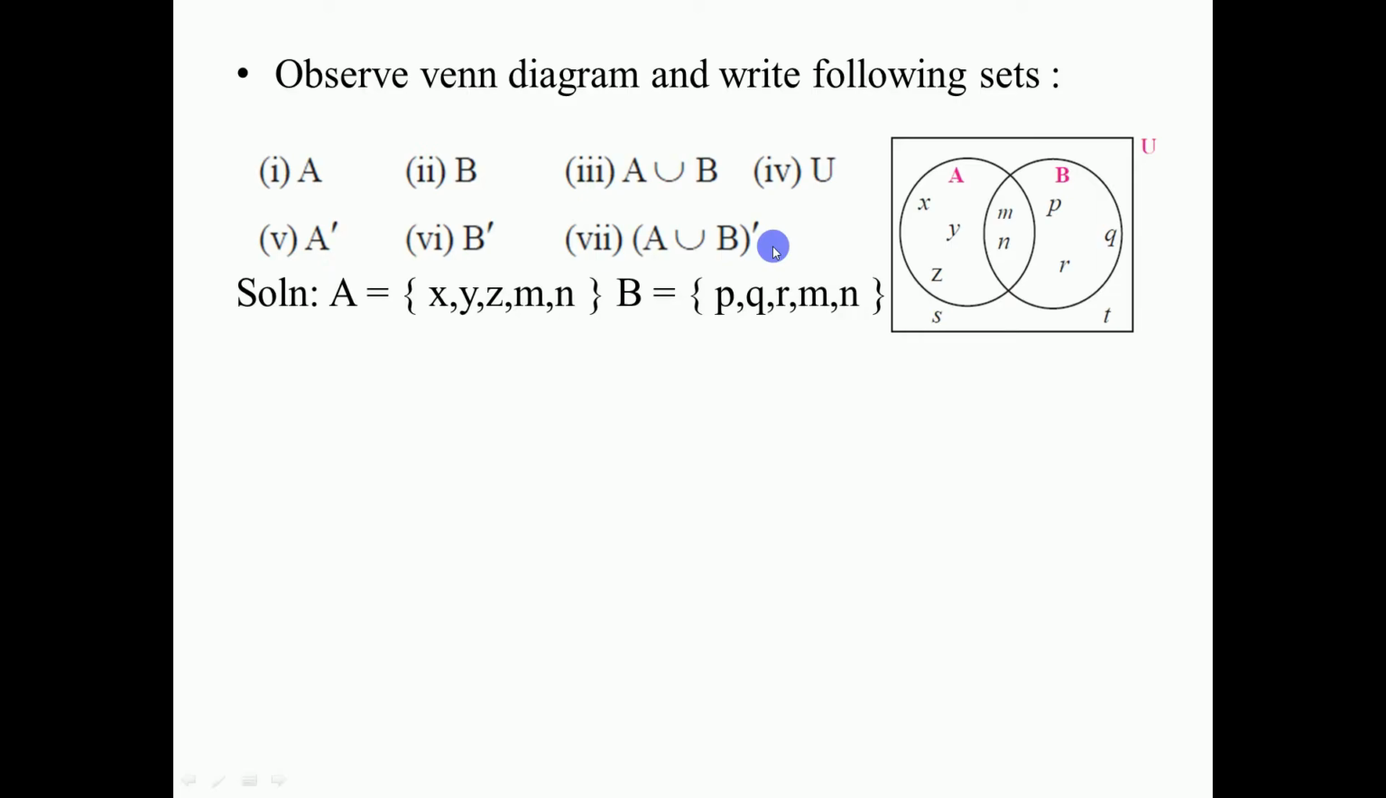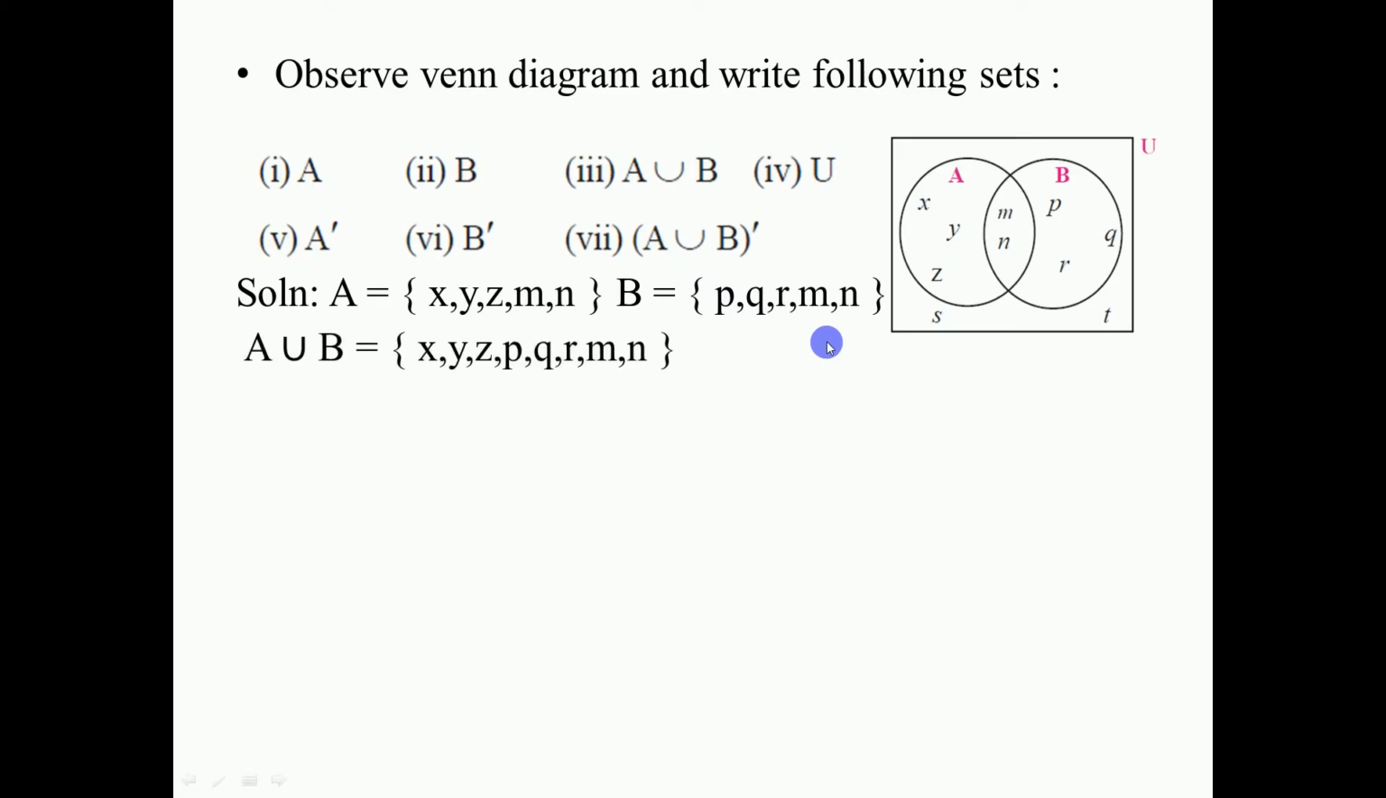as you can see from the diagram itself, that in the set A you have x, y, z, m, n, as well as in the set B you have p, q, r, m, n. Now basically this is the region which is common to both of these sets. So while writing this set separately, you have to consider these elements for set A and set B, because this is common to both of the sets. So in the set A you have x, y, z, m, n, and in set B you have p, q, r, m, n.